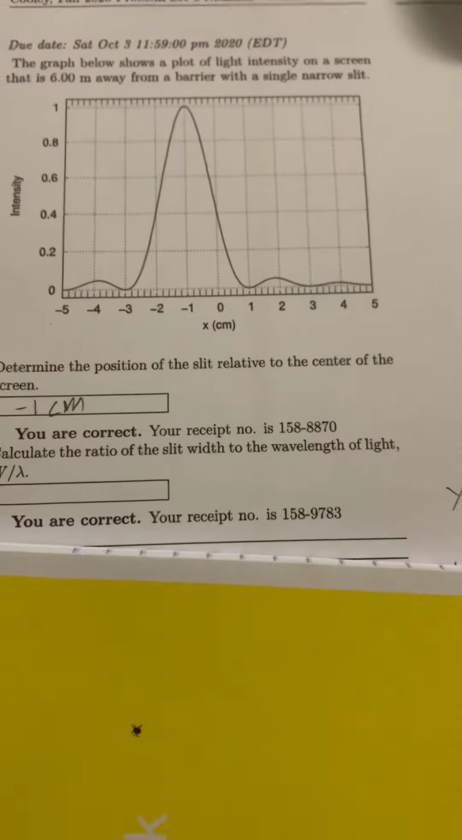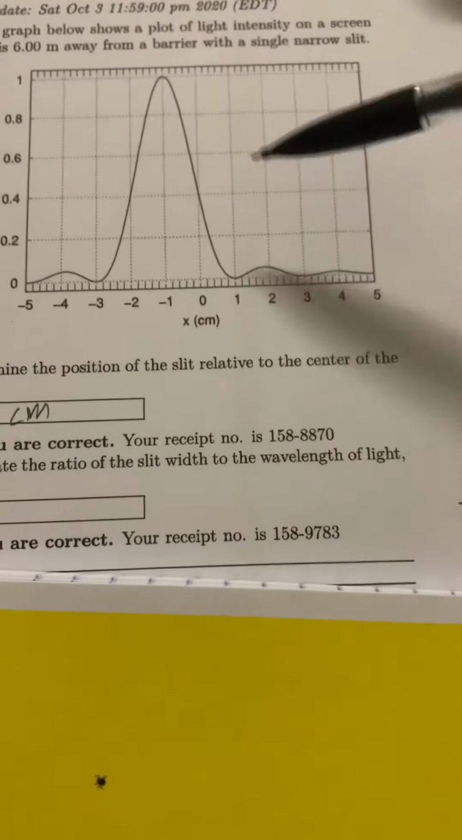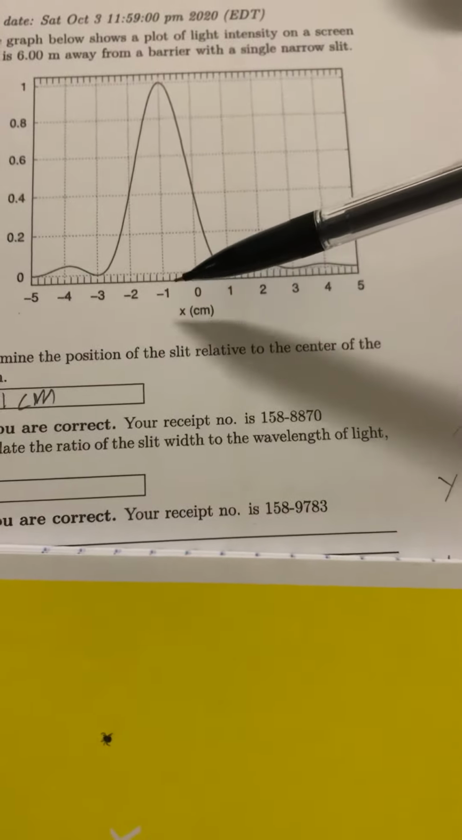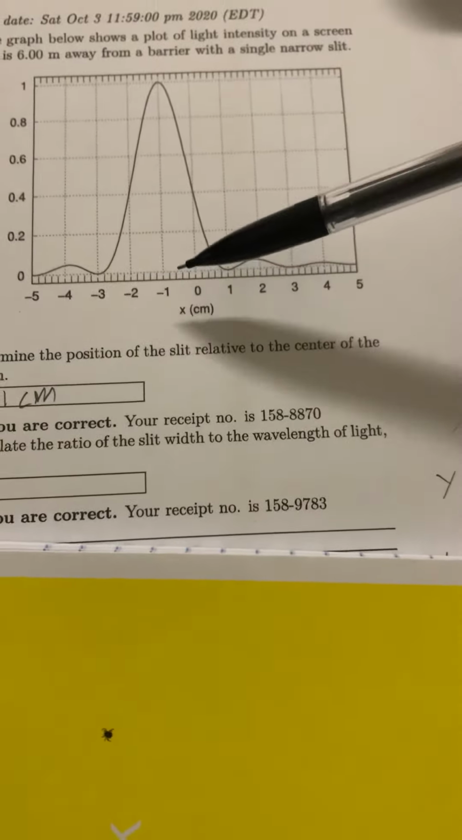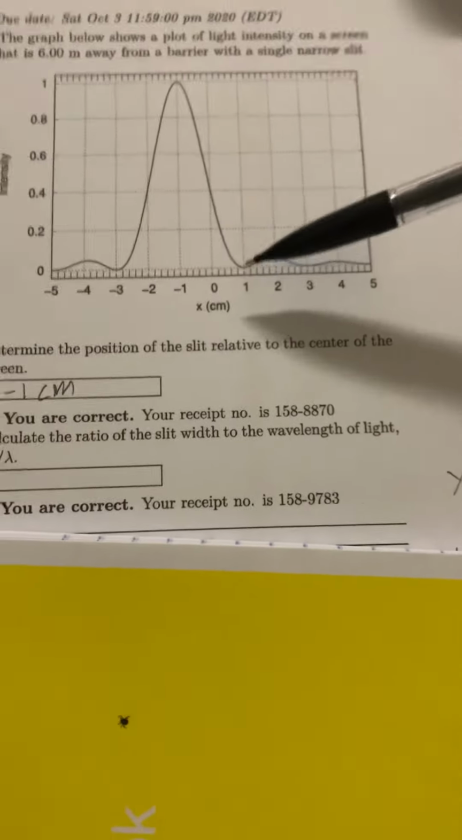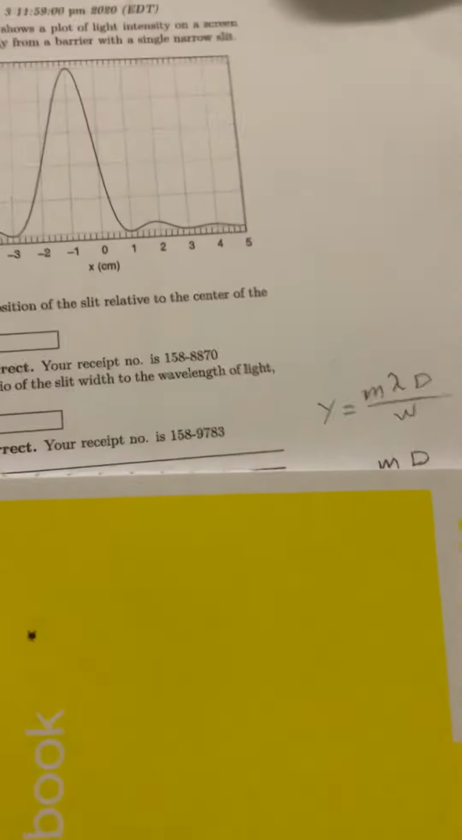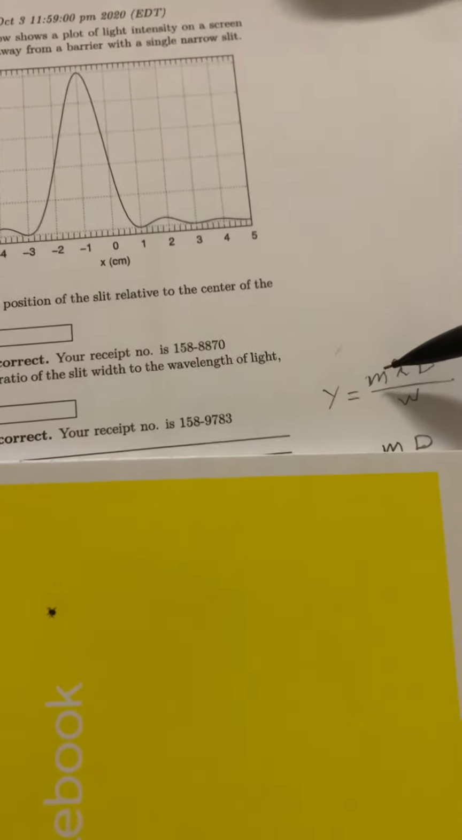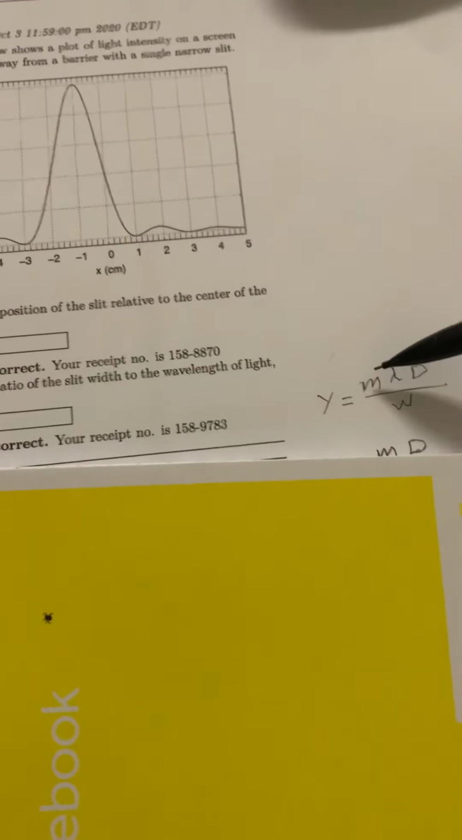Next, we need to find the distance to the first minima, and that could be found by going to this position 1. You can see that there are 2 centimeters in between the center and the minima. So then we can use that in this equation. We have the distance to the minima, m, which is the amount of slits. So we have 1 for this situation.